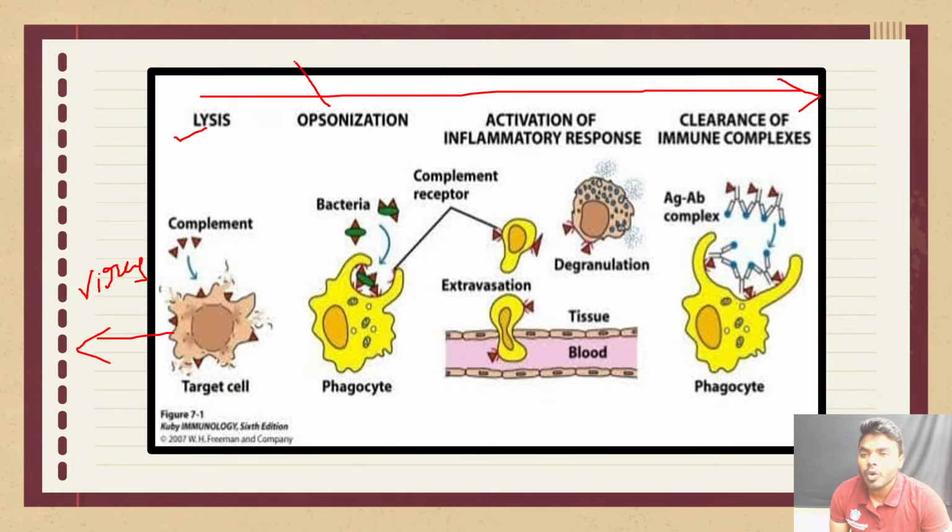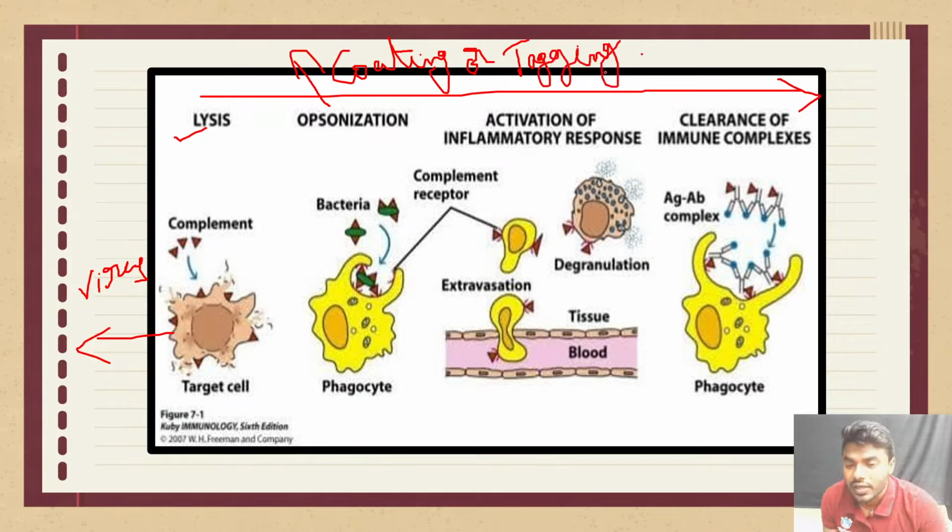Next one, opsonization. We already discussed coating of the antigen. Instead of coating, you can also use the word tagging. Tagging of the antigen or coating of the antigen. Everyone look into the diagram very carefully, friends. This is the phagocytic cell. Let's take an example, macrophage. Let's take an example, dendritic cell.